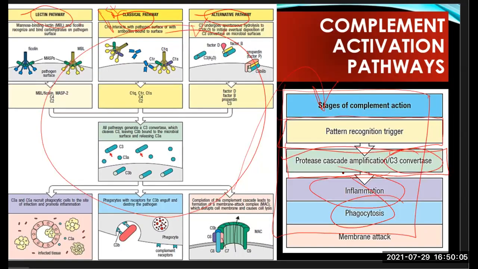And the enhancement of phagocytosis, for a while, my laptop is getting low on battery. Okay, again.